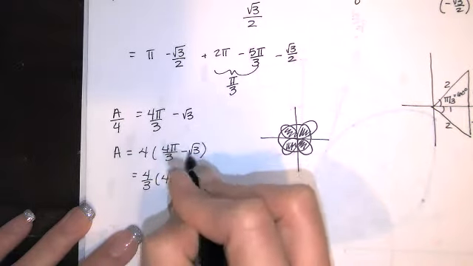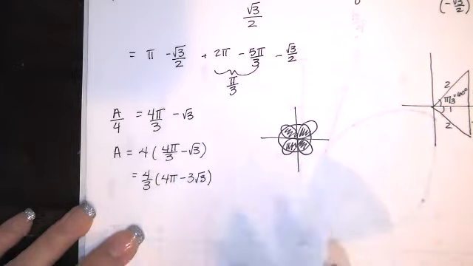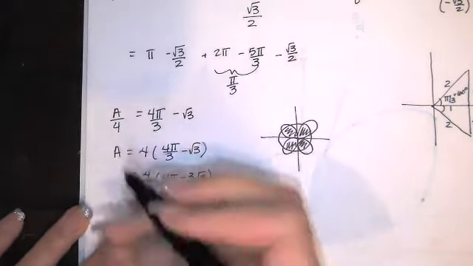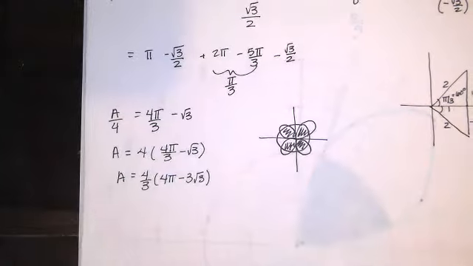And that would work as long as you multiplied that one by 3. If you distribute, you'll get that. Okay, so that's the area. Now let's go over what we just did.